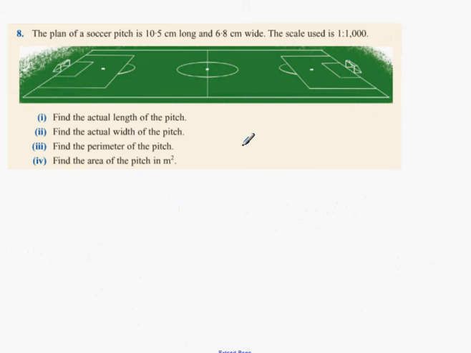Finally, last one. Scale uses 1 to 1,000. What does 1 to 1,000 mean? 1,000 times bigger. So multiply 10.5 by 1,000. And what do you get? 10.5 multiplied by 1,000? You get 10,500. 10,500 centimeters. It's the same thing as divided by 100, 105 meters.